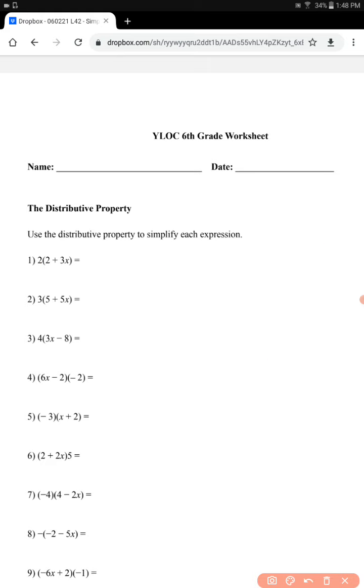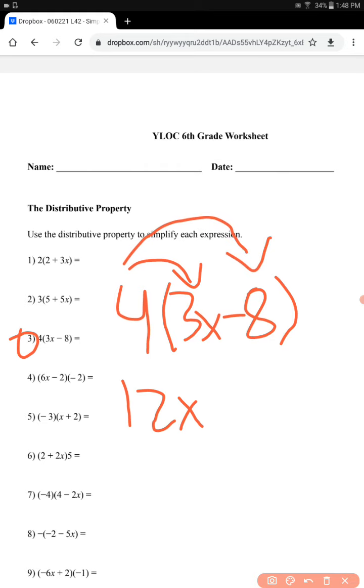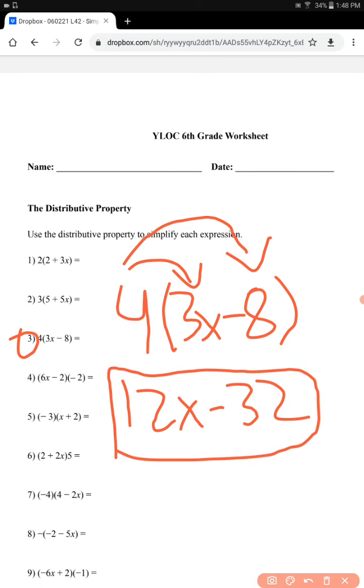Let's try another example real fast. Let's try number 3. 4 times (3x minus 8). So we multiply like this. 4 times 3x is just 12x, since 4 times 3 equals 12. And then 4 times, not 8, 4 times negative 8, which is negative 32. And so this will be your answer.